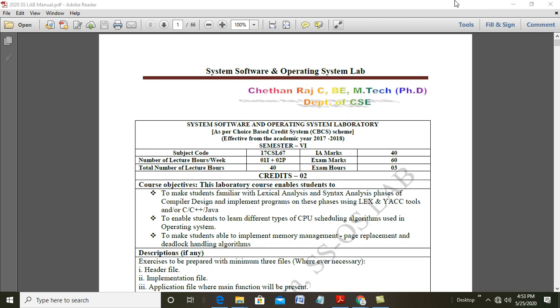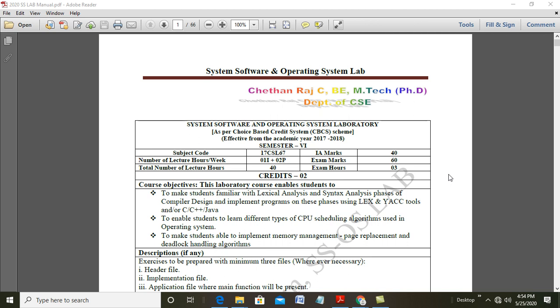By combining both system software and operating system, this lab covers all the different types of logic, and again it covers the phases of the compiler and the implementation of main operating system concepts, right? Now let us look at the main objectives we can identify in this lab's programs, right?